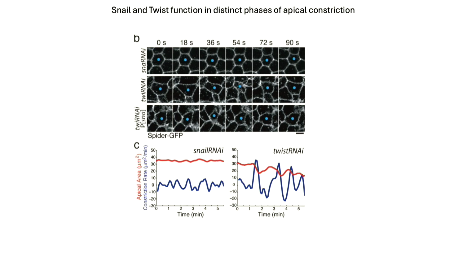So twist is responsible for stabilizing the constriction, and snail is most likely important for even just having constrictions in this system. And that's all that we really know at the end of the study.